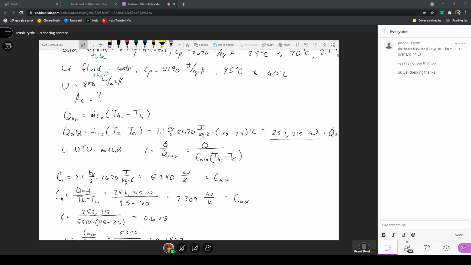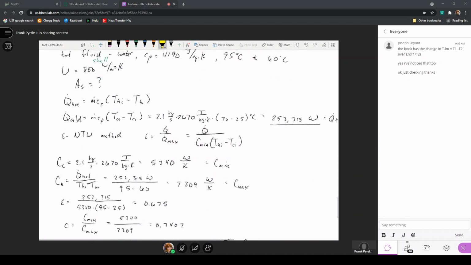So let me get my calculator back up, and this should be 2.1 times 2,670. So rather than erase it so that in your notes you can see it too, this should be here 5,607 for the minimum capacity rate, or for the cold fluid, which was the minimum capacity rate of the two, because the capacity rate of the hot fluid was 7,209. So Cmin and Cmax stay the same.